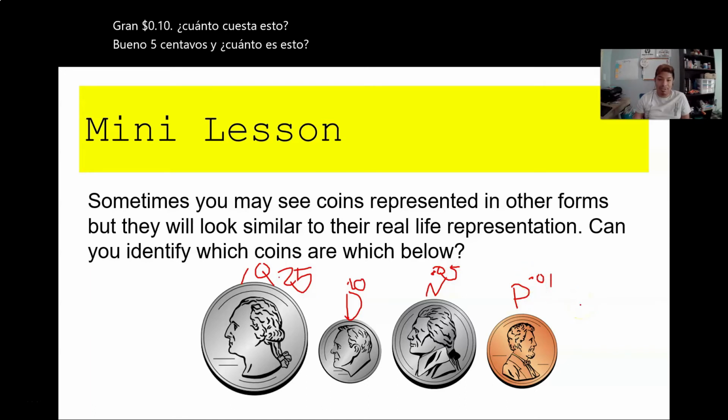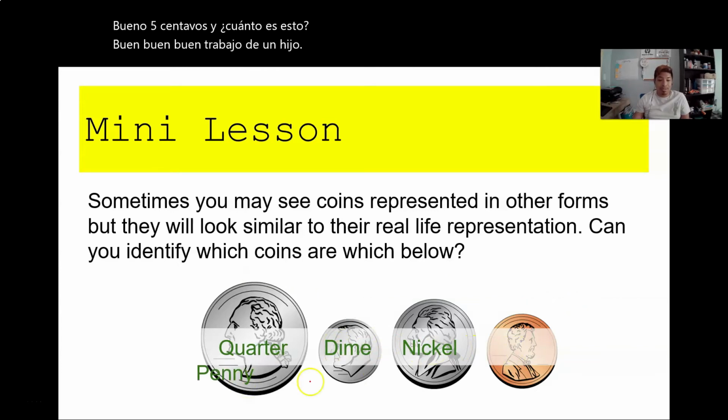Good. 1 cent. Good job. Quarter, dime, nickel, and penny.